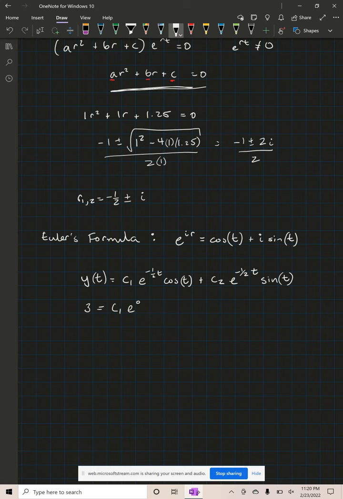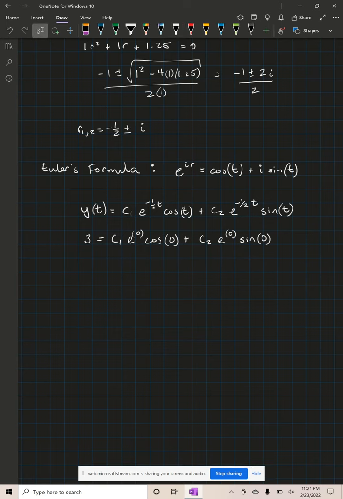So e to the 0 here, because t, 0 times negative 1 is just 0. Cosine of 0 plus c2, and then e to the same thing, 0, and then sine of 0. So we know that sine of 0 is just 0, so this whole term will go to 0, and then we're left with 3 is equal to c1. E to the 0 is just 1, which I won't show here. And then cosine of 1 is also just 1. So we see here that c1 is equal to 3.